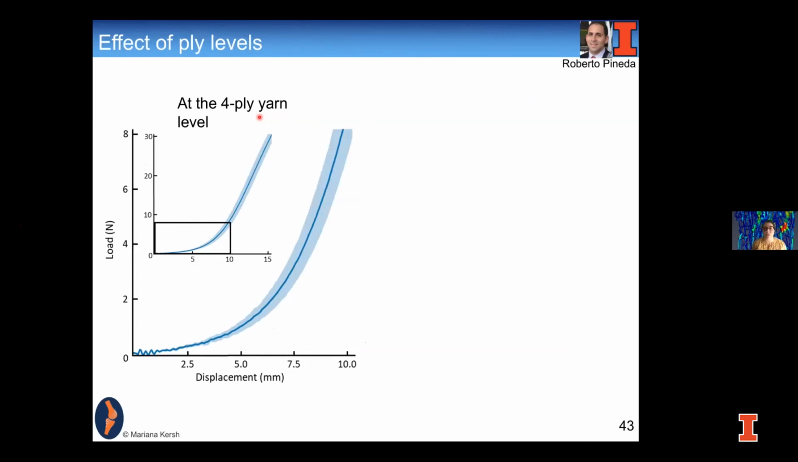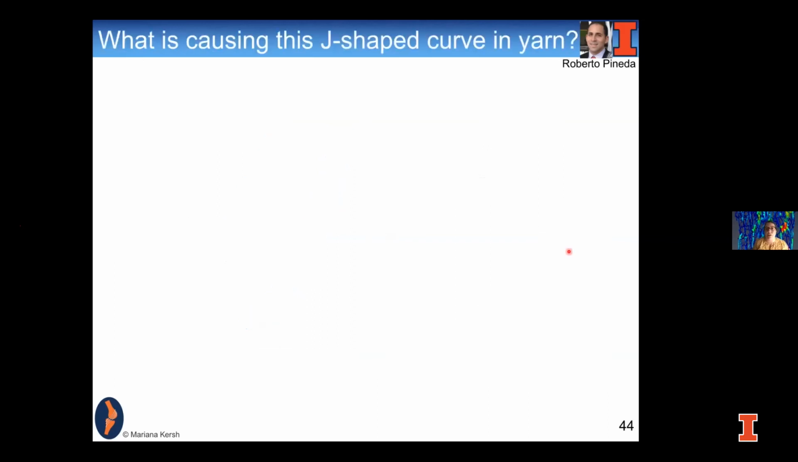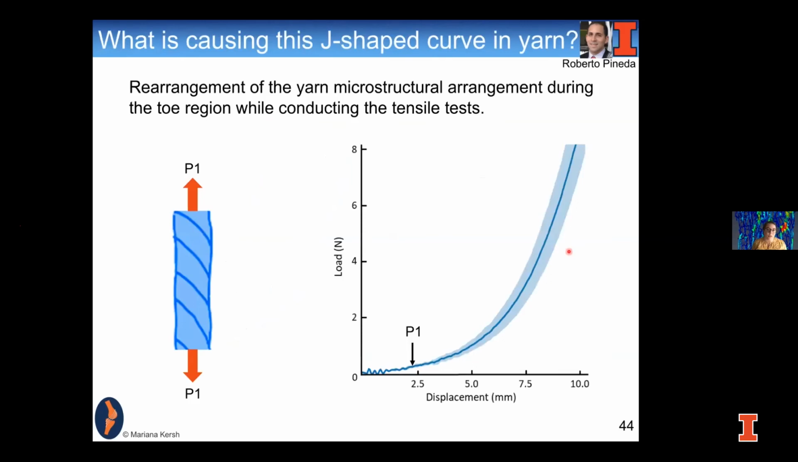If we peel apart the yarn and look at it at different levels, we still see some of that nonlinearity, but there's something magical with this. There's not much difference between the 2, 3, and 4 ply, but if you have a single ply of yarn, you get this increase in the parameters. So we wanted to know what's causing this J-shaped curve specifically in yarn. Roberto was very careful in his experiments and just observed what was happening as the yarn was being pulled.